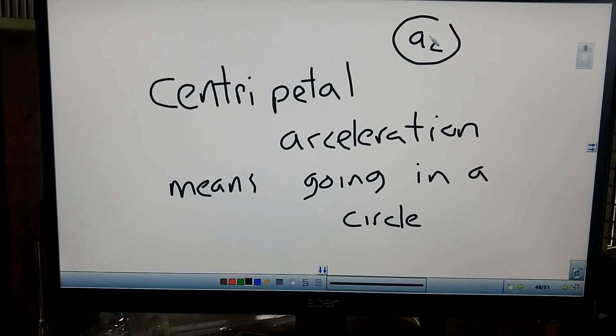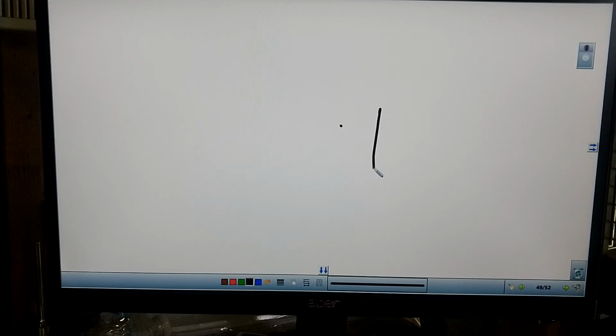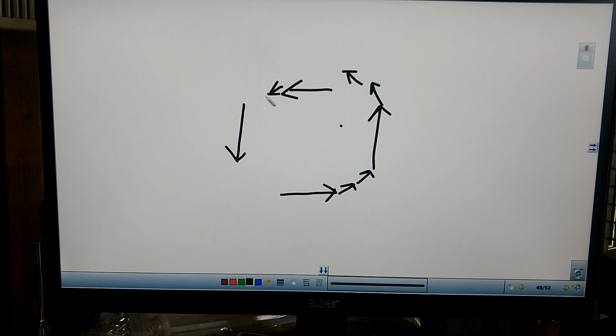Centripetal acceleration means going in a circle. Acceleration just means a change in velocity, and velocity is a vector. Now, if you kept changing your vector, you're accelerating. It doesn't mean you're going faster or slower. It just means that you're going in a different direction. Now, if I kept drawing arrows here over and over, and I ended up drawing 360 arrows, what do you think I would have? Yes, that's right, I would have a circle. A circle is just 360 individual arrows, all right?